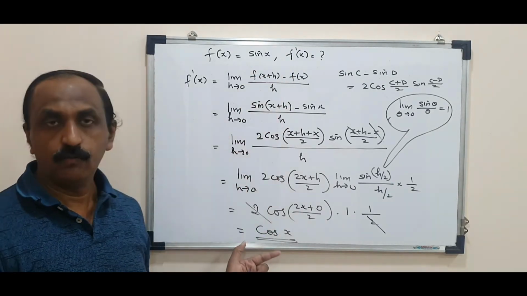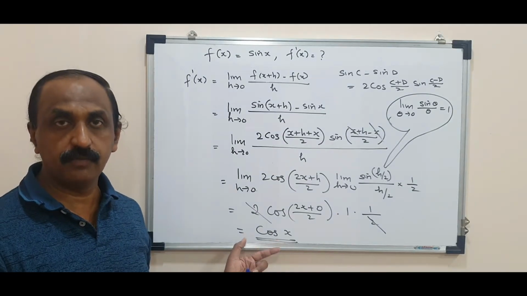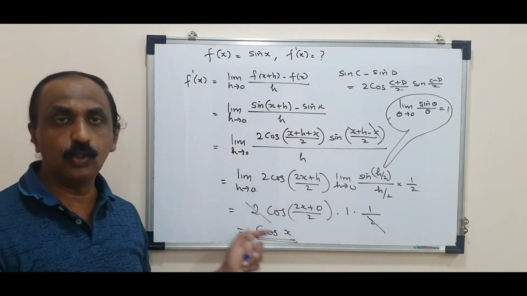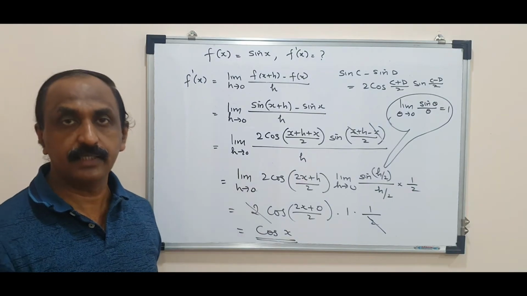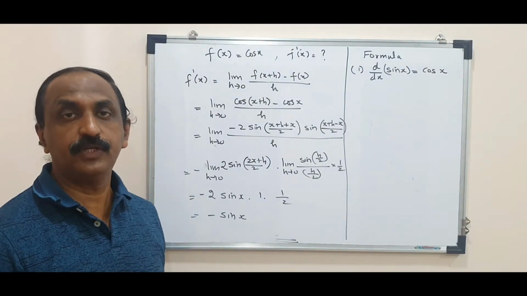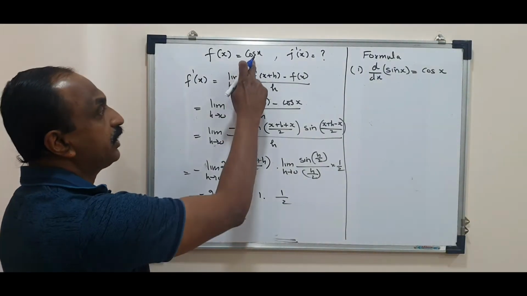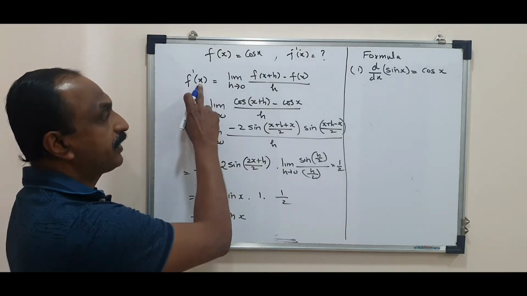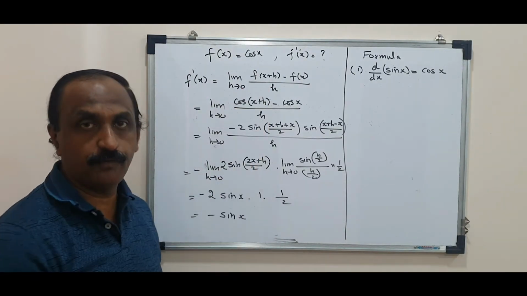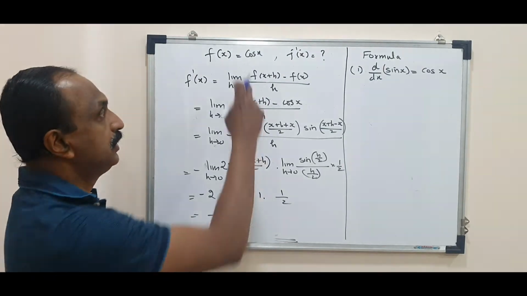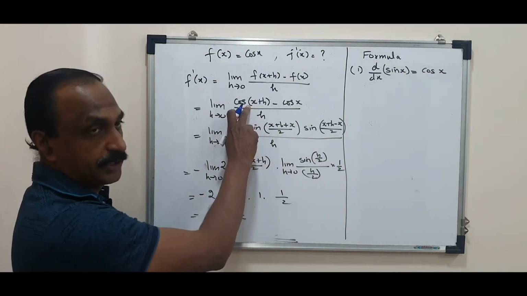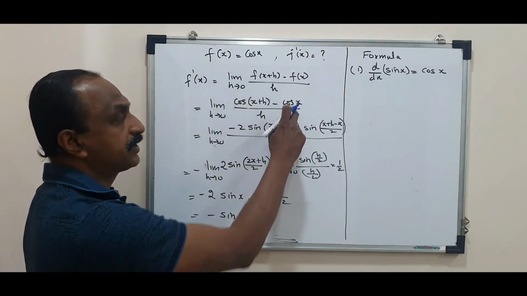Now for the remaining formulae of derivatives of the 6 trigonometric functions, I will not write the whole step like this. I will do it directly. Now we are going to see how the derivative of cos x works. So I have taken the function as cos x. The derivative's definition is limit h tending to 0, f of x plus h minus f of x upon h.